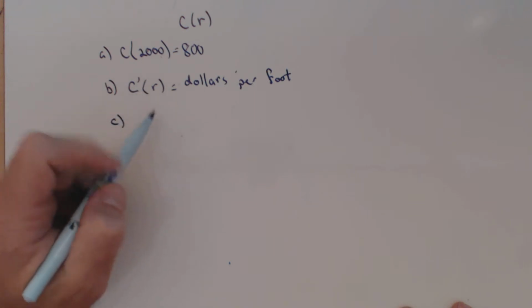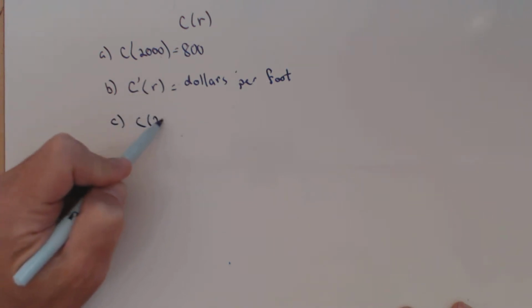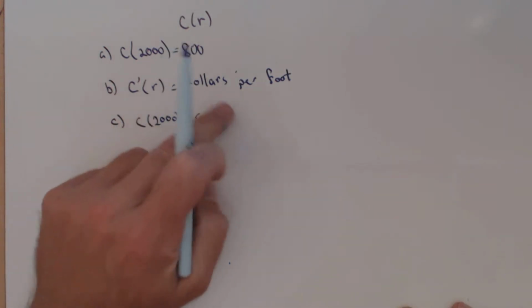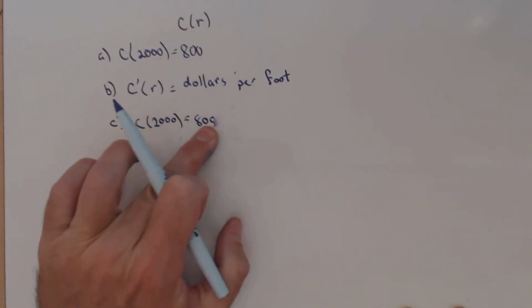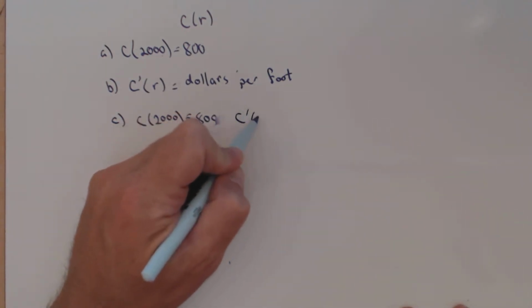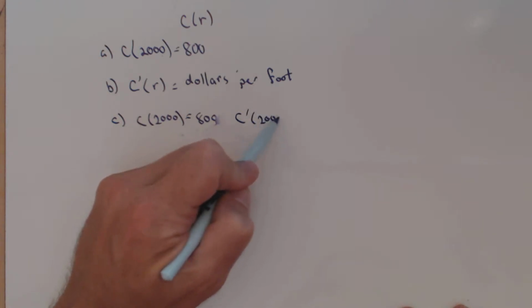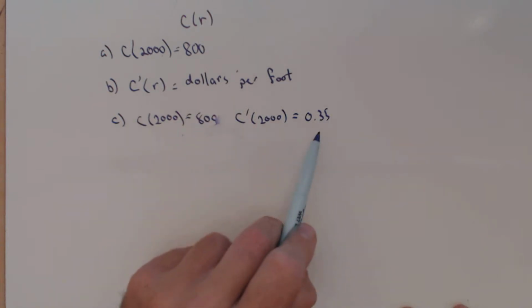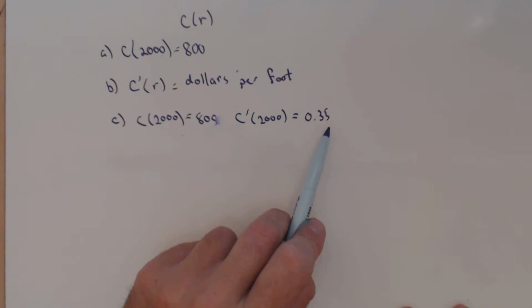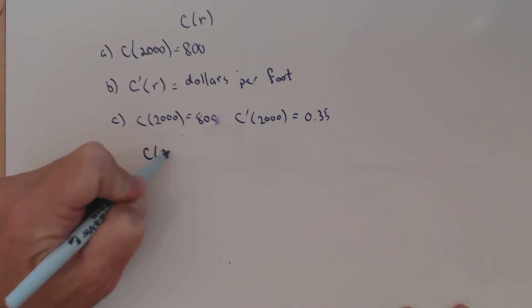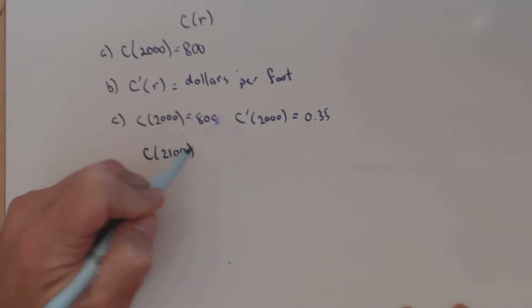Part C says we know that C(2,000) = 800, and like we said, that means for 2,000 feet of rope, it's going to cost $800. And then they tell us that C prime of 2,000 equals 0.35. What that means is it costs us 35 cents per foot to make rope. So they want us to estimate C(2,100) using this information.